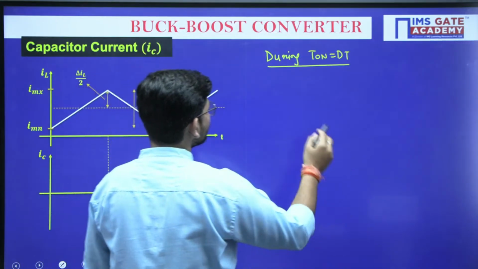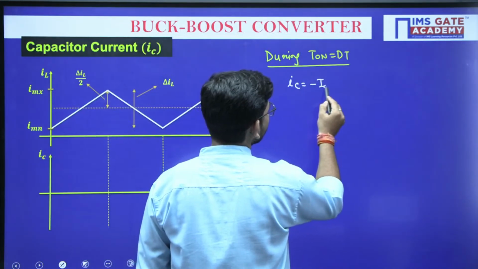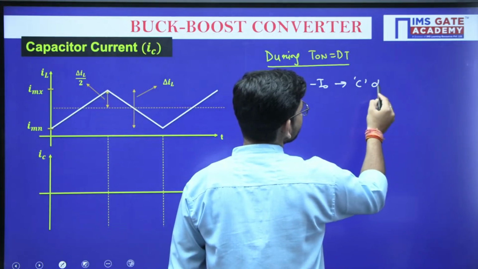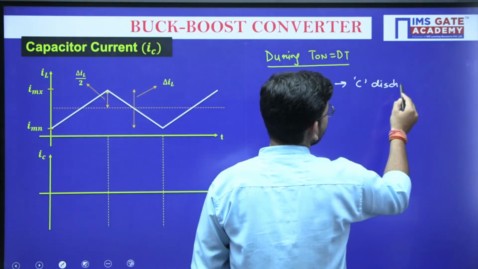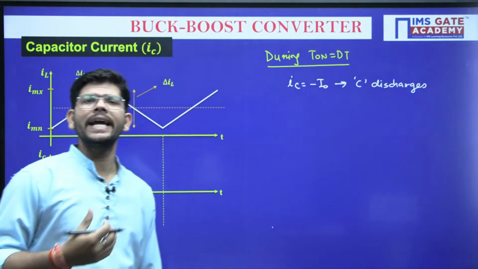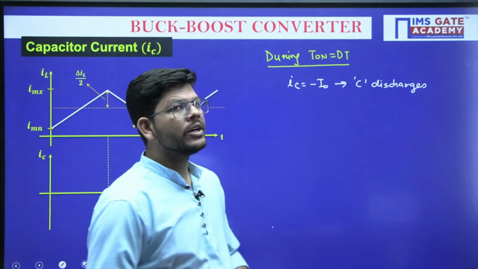During T on equals to dt, the capacitor current is basically equal to minus I naught, and what the capacitor is doing right now is discharging. The capacitor discharges across the load to maintain the I naught current constant. This is how the capacitor will behave during the on time.